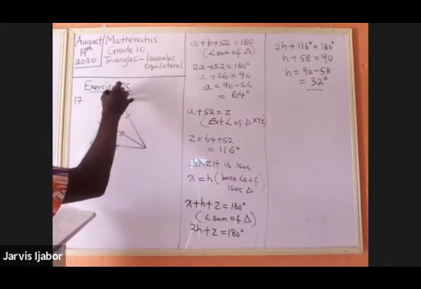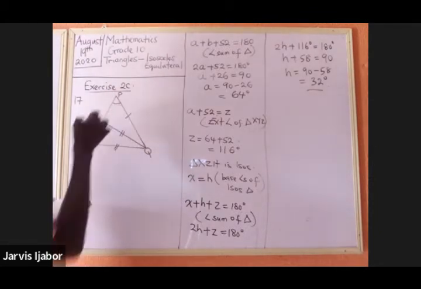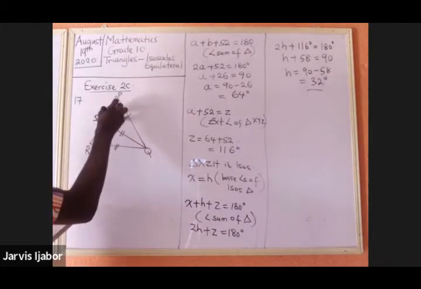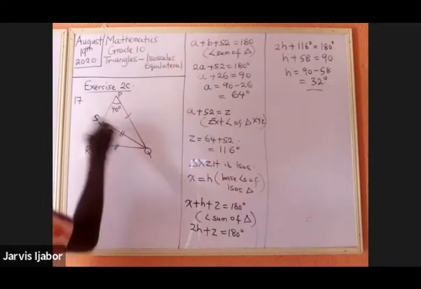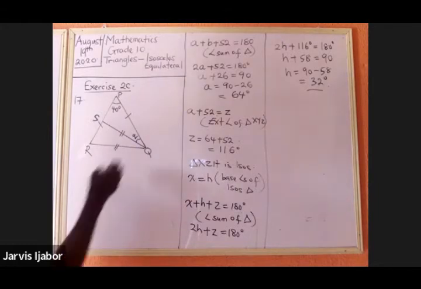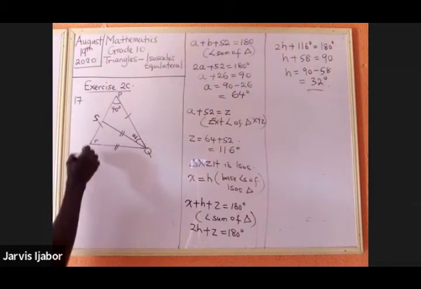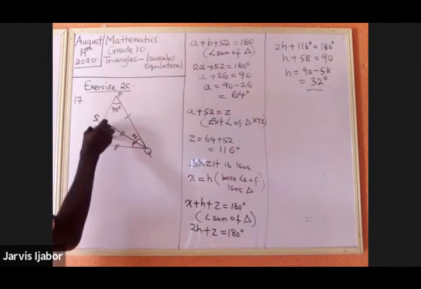This is P, this is R, and this is Q, and this is S. We are told this is 40 degrees, and we are to look for angle PQS. So this is the angle we are told to look for. Let me call it small letter q, small letter r, small letter r, small letter p, small letter s, and small letter t.